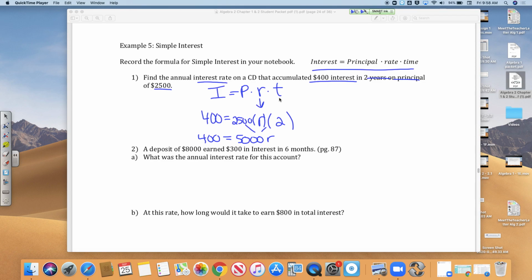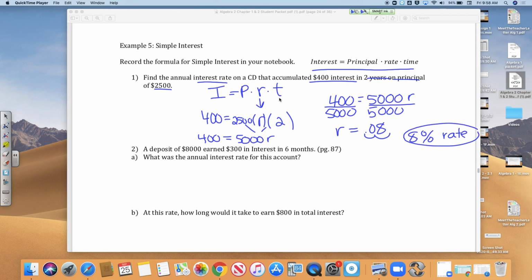Now we're going to solve this equation. To solve 400 equals 5,000 times R, I would divide by 5,000. And when I do that, I'm going to get a decimal. My answer is 0.08. Now remember, we are finding the rate in this problem, so I would convert this to be a percent. This is an 8% interest rate. Why don't you pause the video and try number 2?